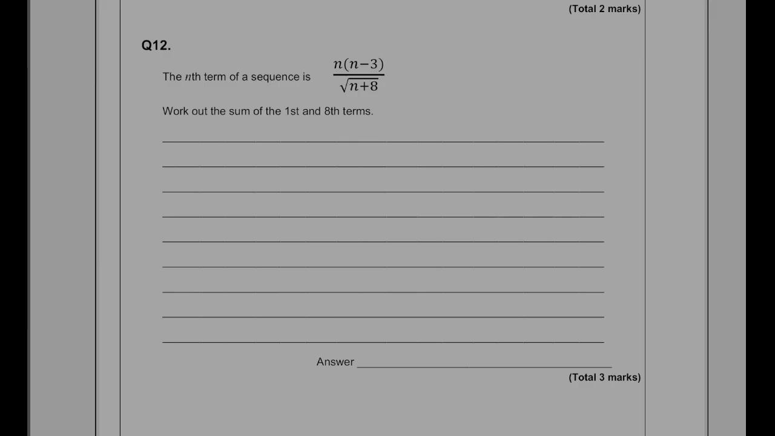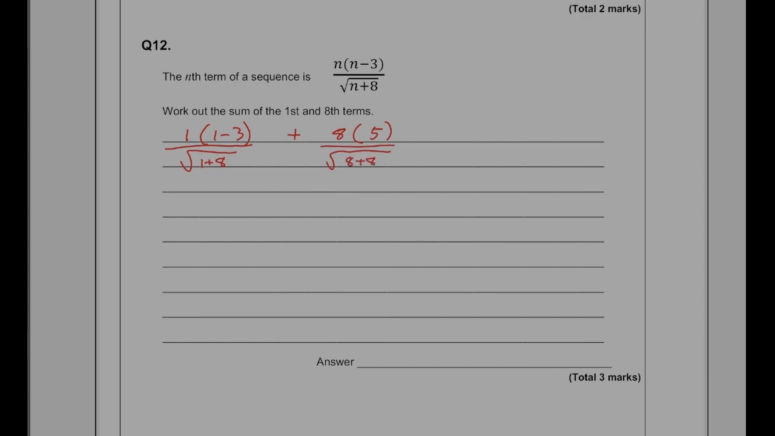Question 12. The nth term of a sequence is, and we've got this, work out the sum of the first and the 8th term. So we want to do the first term plus the 8th term. So let's start with the first term then. The first term is when n is equal to 1, so that would become 1 times by 1 minus 3 divided by the square root of 1 plus 8. And then to that I want to add the 8th term, so that would become 8 times by 5 divided by the square root of 8 plus 8.